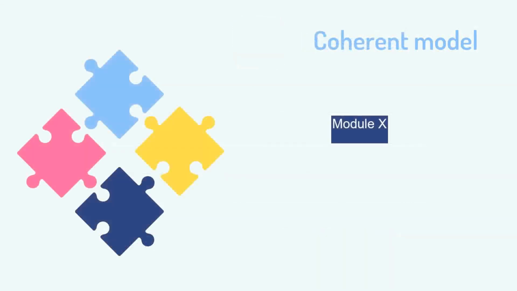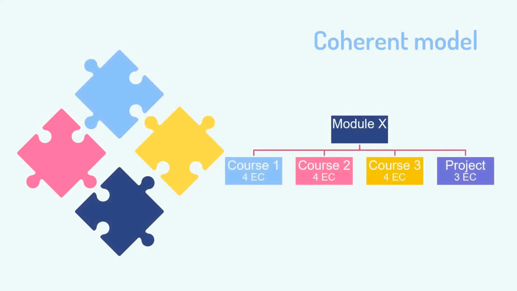Now let's look at the coherent model. In this model, each course is a separate study unit. This means that you receive credits for every course you pass. Using the same example, you have 3 courses of 4 EC and a project of 3 EC.